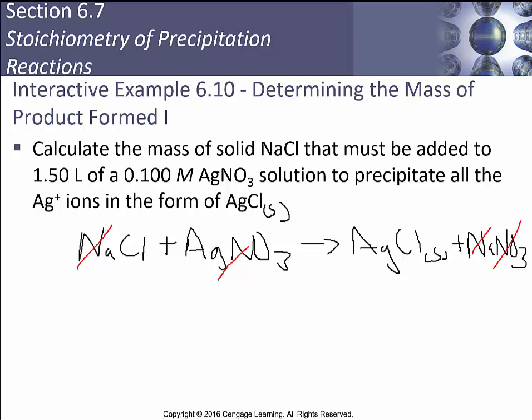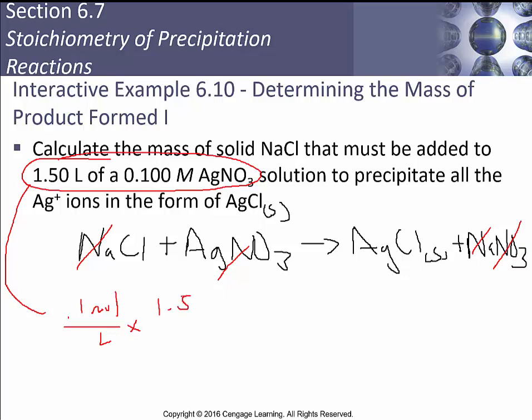The other thing you're going to want to do is, here I've got a volume and a concentration, and as soon as I see that, I'm going to get moles, right? I'm going to take my 0.1 moles per liter and multiply that by my 1.5 liters, and I'm going to end up with 0.15 moles of Ag plus, right? So that should be part of your basic setup.